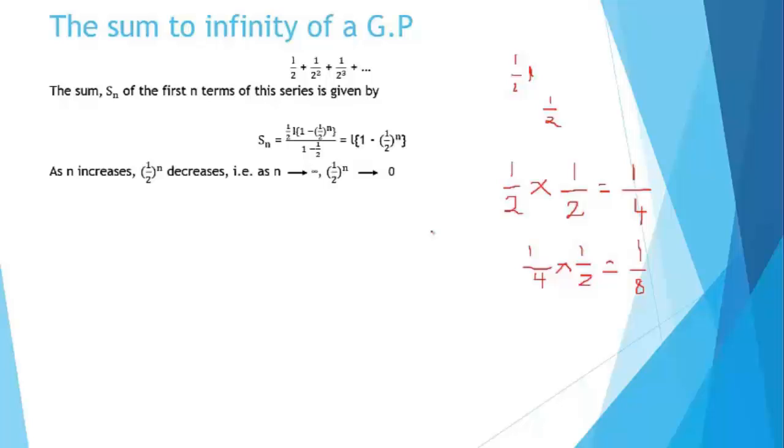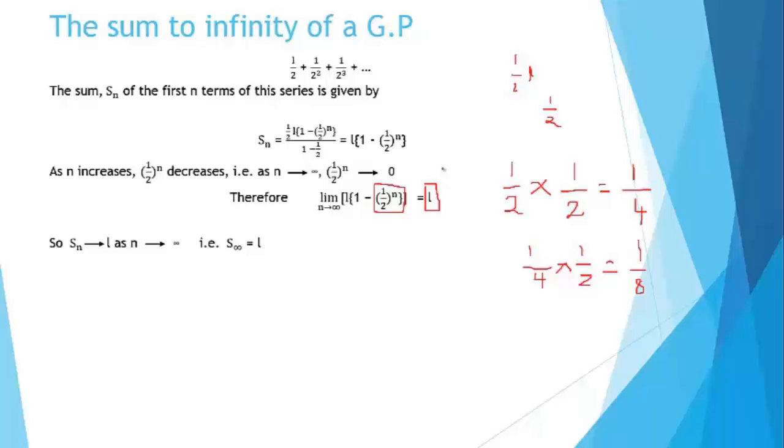So we can write it as the limit of L times bracket 1 take away half to the power of n, where n tends to infinity, equals L, because this part of the expression goes to 0 as n goes to infinity. So we get the answer as L. So Sn tends to L as n tends to infinity. That is, S infinity equals L.